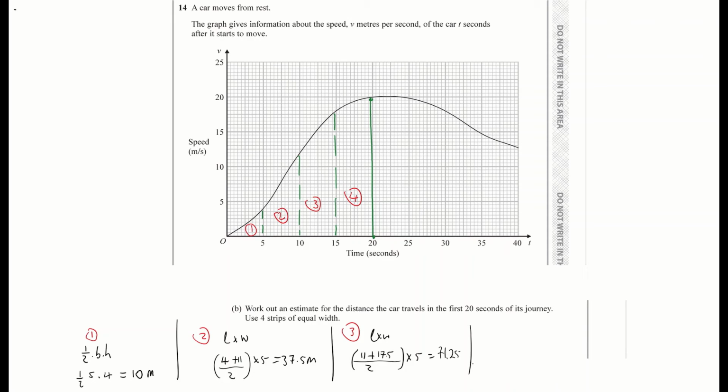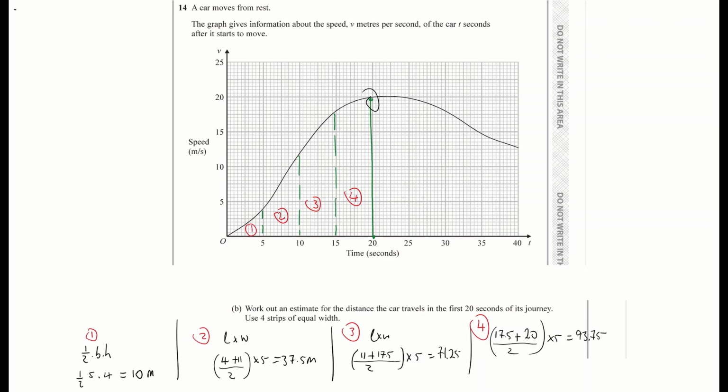Moving on to area 4 now. I'm looking at a first height of 17 and a half, that's the same as the one we used, plus my final height here, which is bringing me to about 20. Divide that by 2, and then multiply it by my width of 5, and that's giving me 93.75.